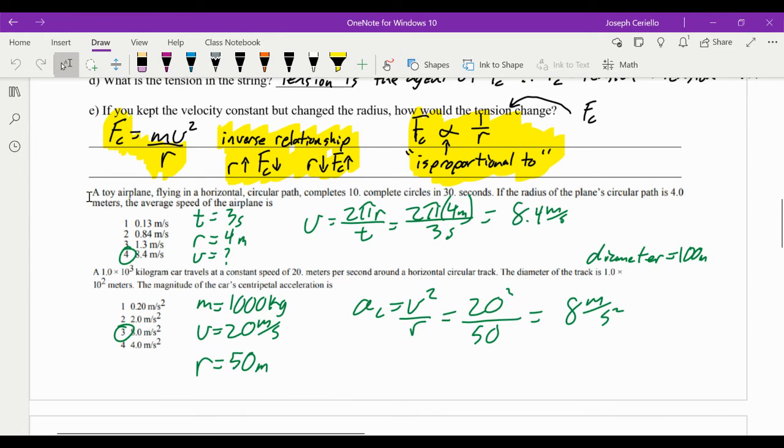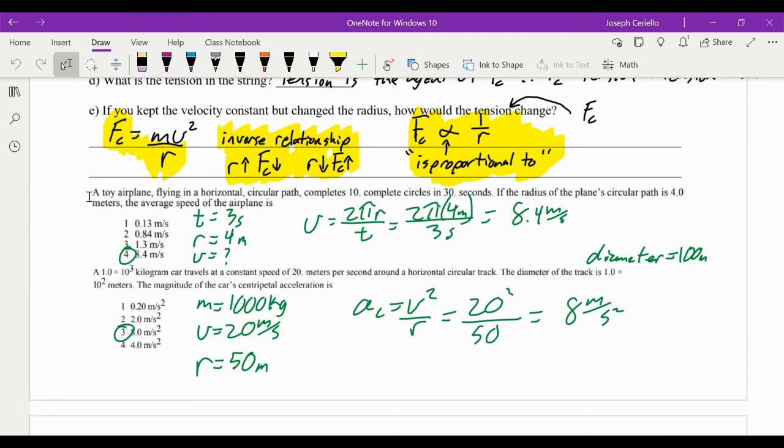Here's some example problems here with a toy plane going around a circular path, 10 complete circles in 30 seconds. So each one circle takes 3 seconds to complete. The radius is 4 meters, so v equals 2 pi r over t, because the distance is the circumference of the circle. So 2 pi times 4 meters divided by 3 seconds, because it takes 3 seconds to go around the circle once. So you get 8.4 meters per second.